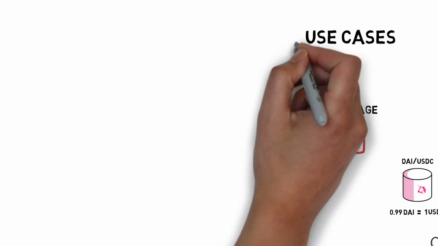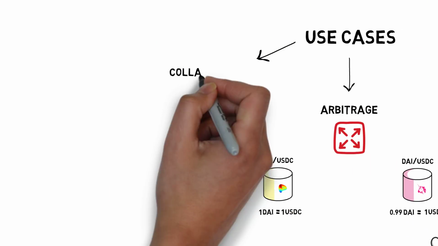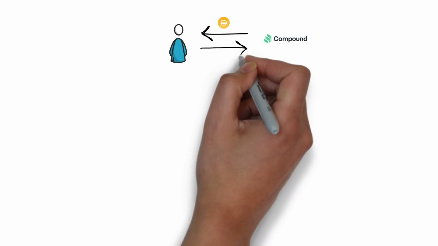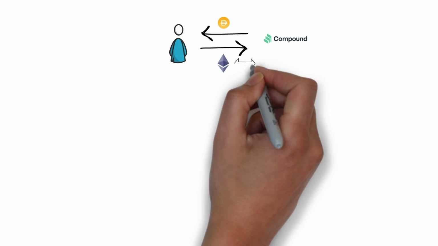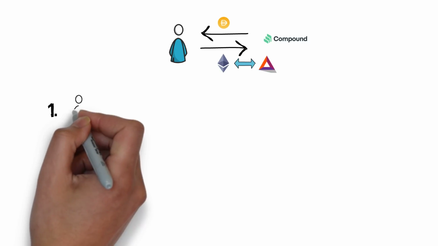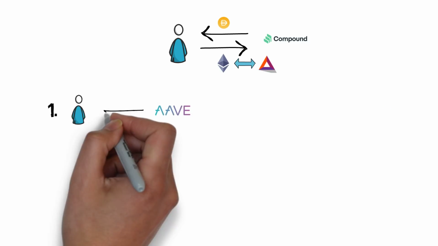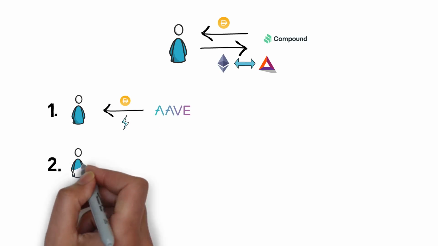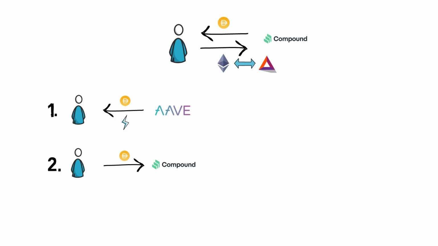The next use case for flash loans is a collateral swap. Let's say you have borrowed DAI from Compound with ETH as collateral. You can swap your collateral from ETH to, for example, BAT in the following way. Take a flash loan in DAI to cover the amount of DAI that was borrowed. Repay your Compound loan with borrowed DAI.